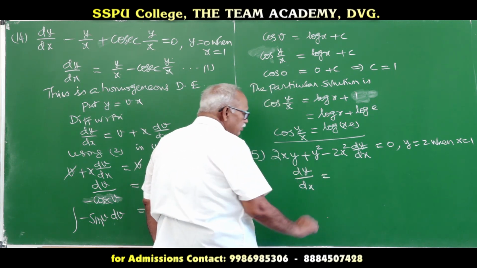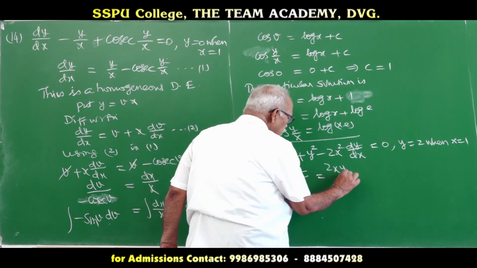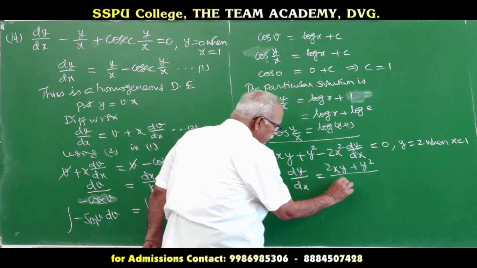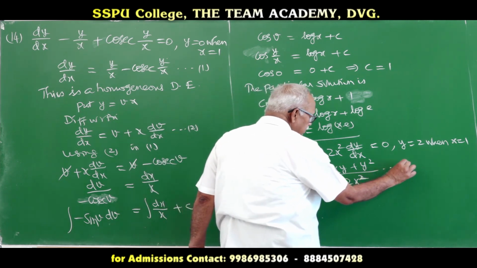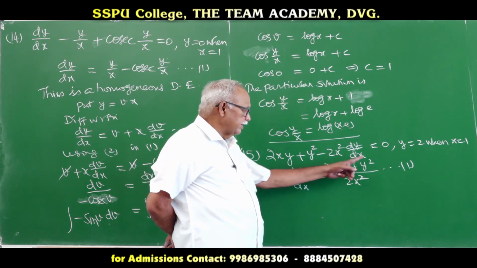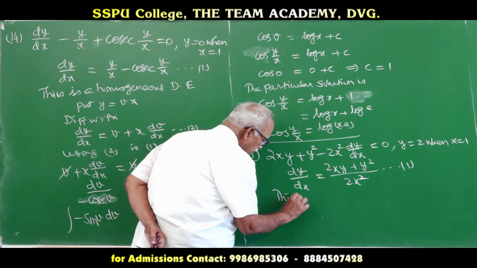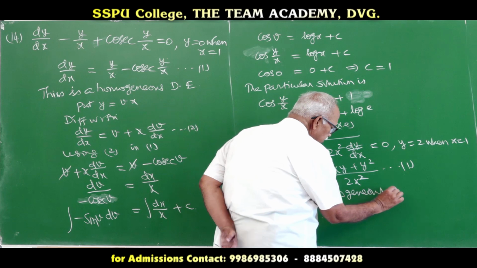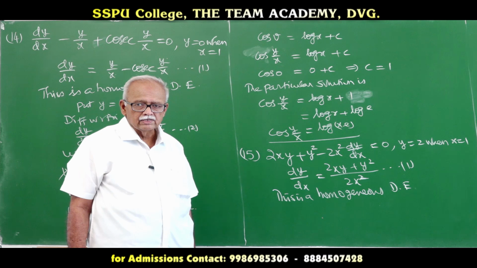Dy by dx is equal to 2xy plus y square divided by 2x square. So, this is the given differential equation. You can see in both the numerator and denominator all the terms are degree 2, therefore it is a homogeneous differential equation.